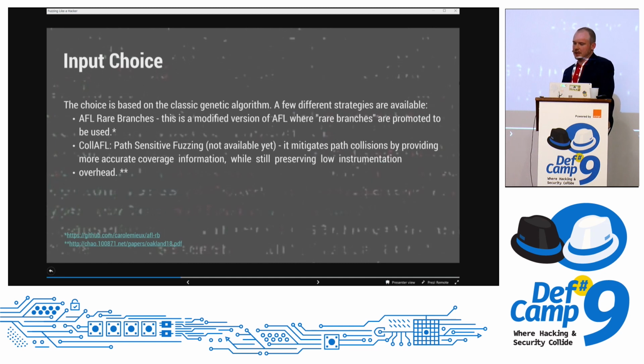interesting? So AFL has a classic genetic algorithm inside. You can go through the source code and see how it works. However, there are other strategies available in the network. I chose two of them. They are quite interesting. One is called AFL rare branches. It's a fork of AFL that promotes the branches that are executed the rarest. The other one uses path-sensitive fuzzing.